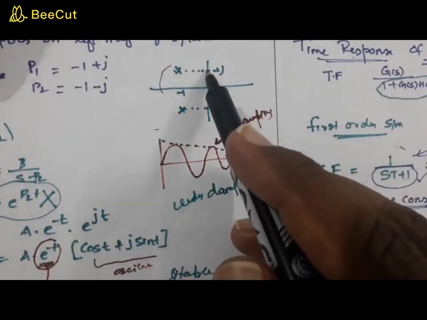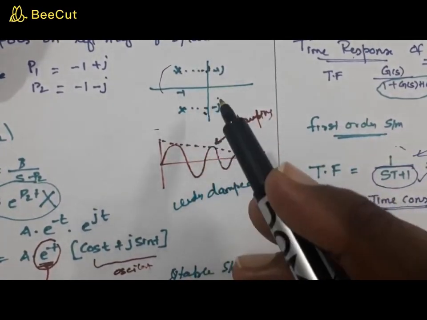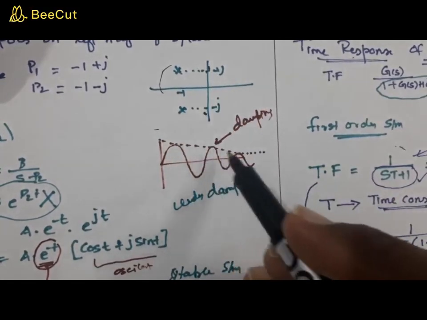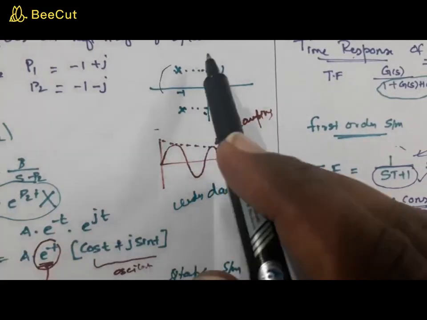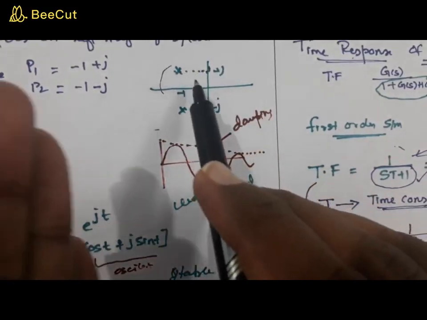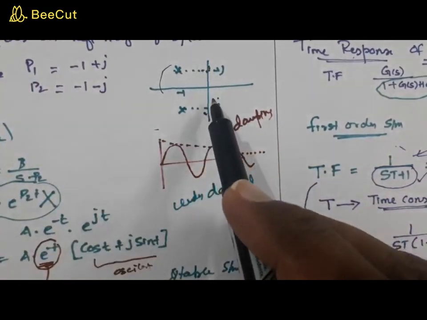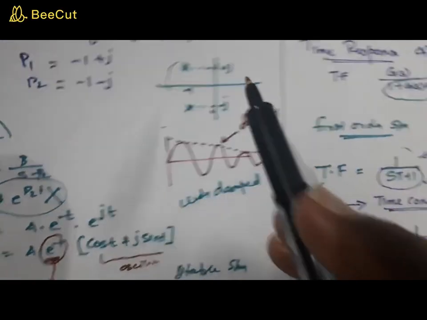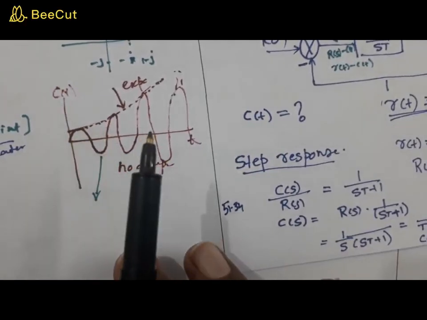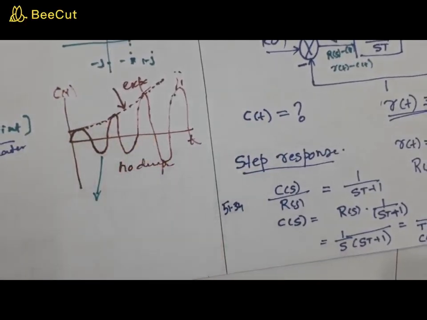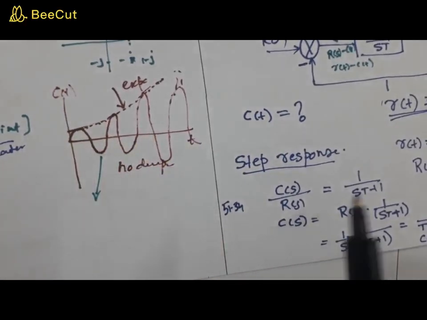So till it reaches these two points, this will be having an oscillation, but it will be damping. The damping requirement is more as this pole approaches the imaginary axis, and once it crosses this imaginary axis, what will happen? This will be happening. So the oscillation is not at all under control.